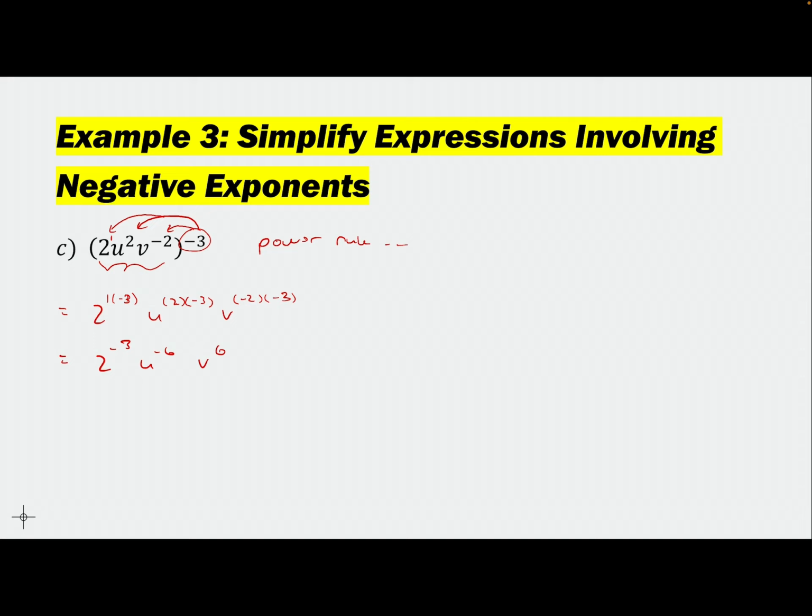So the next thing I want to do is use my negative exponent rule. So the 2 to the -3, I should write that as 1 over 2 to the +3. Rewrite that with a positive exponent. And then I also have u to the -6. I'll leave that up here. And then we have v to the +6.